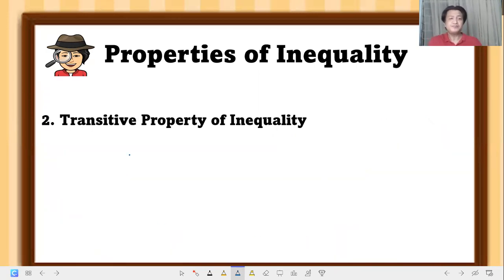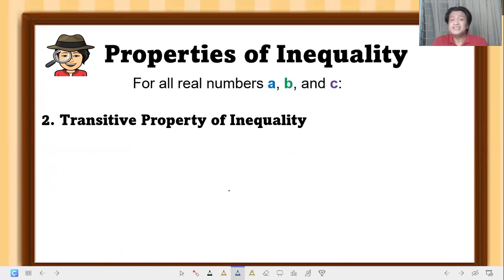Okay, let's have number 2. Transitive property of inequality. Yung konsepto po ng transitive property is the same of the properties for the equation. Kasi nga, meron tayong 3 quantities being compared. Dito naman sa transitive property of inequality, si first number ay mas malaki kay second number. At si second number ay mas malaki naman kay third number. Therefore, you conclude that the first number is greater than the last number or yung third number. Ito yung definition. For all real numbers A, B, and C, we can say that if A is greater than B and B is greater than C, then A is greater than C.